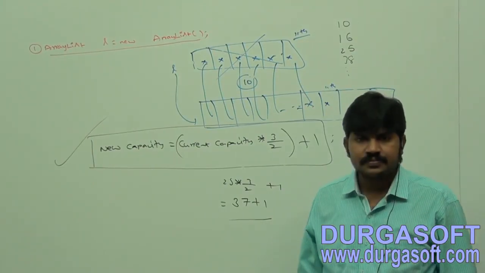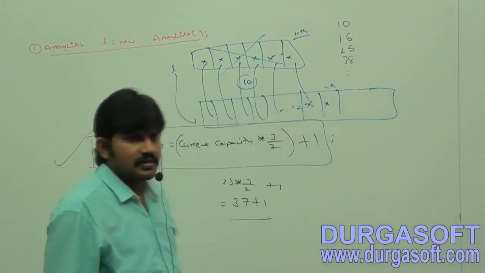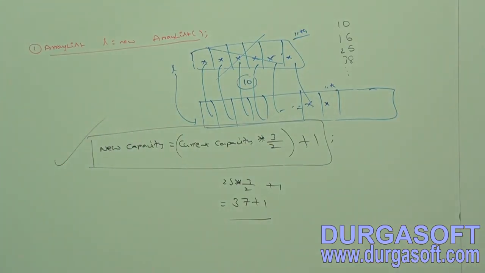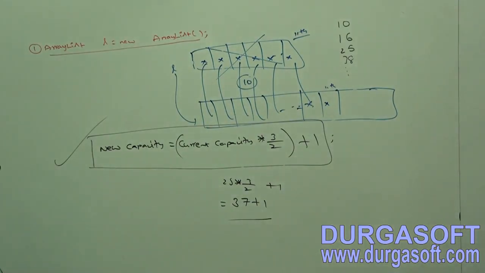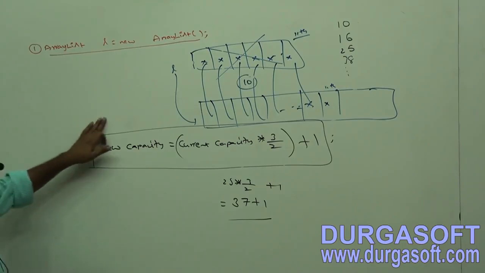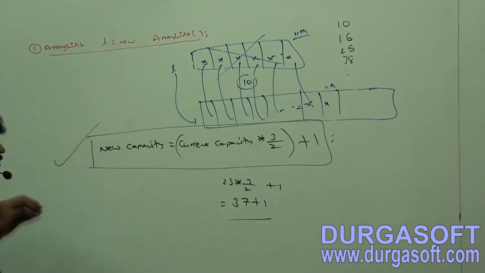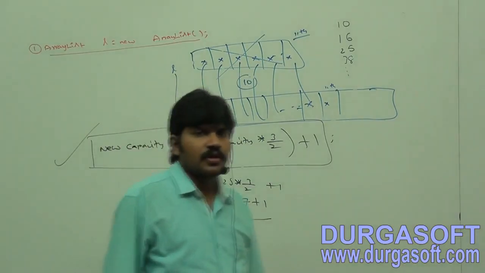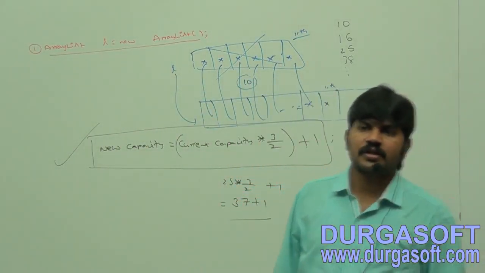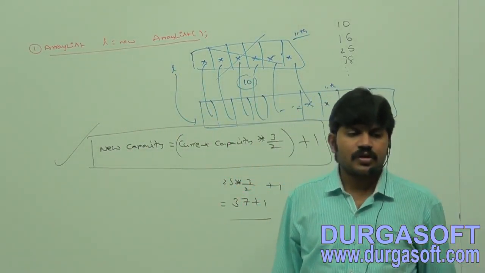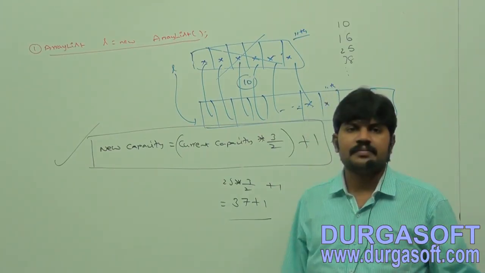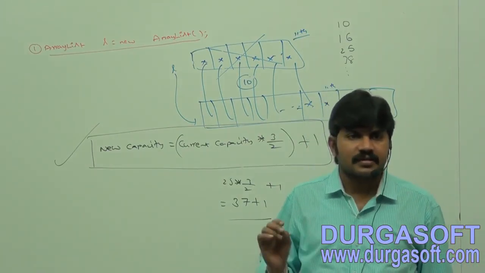That creates an empty ArrayList object with the default initial capacity. What is the default initial capacity? 10. With the default initial capacity 10.